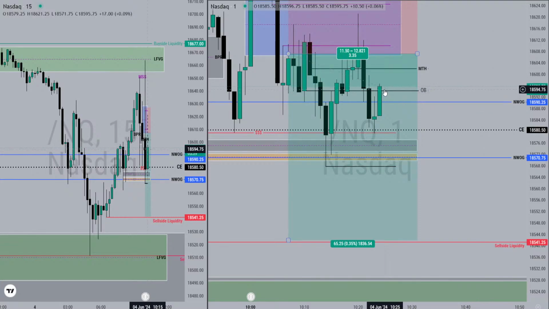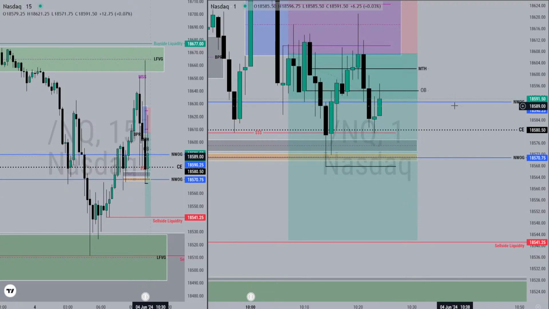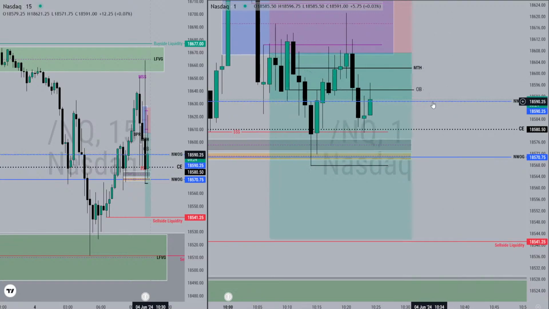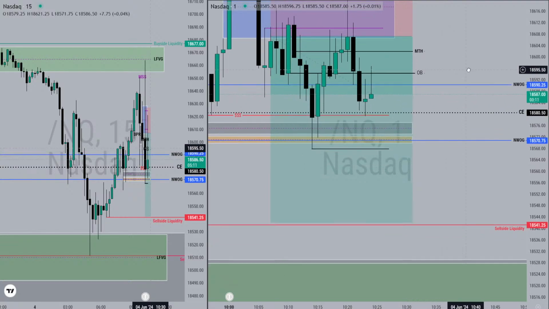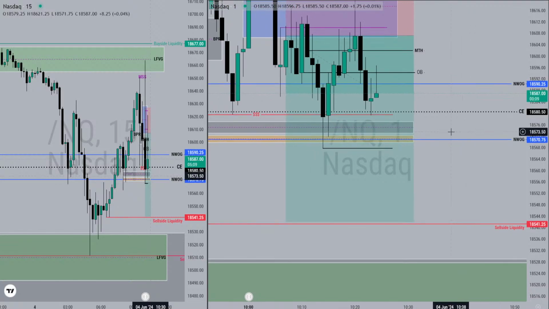And I'm expecting some kind of fair value gap over here now. That should be unfilled, the unfilled fair value gap. At the same time, the new week opening gap high should react as resistance now. That means the body should not close above that new week opening gap high. That's what my experience tells me.